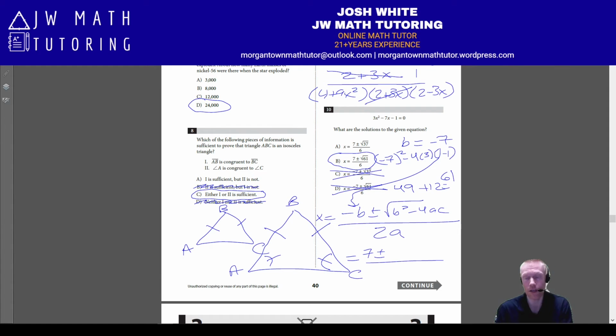Again, the way you can save time is you don't have to go through all of the actual work here when you are working out the problem.